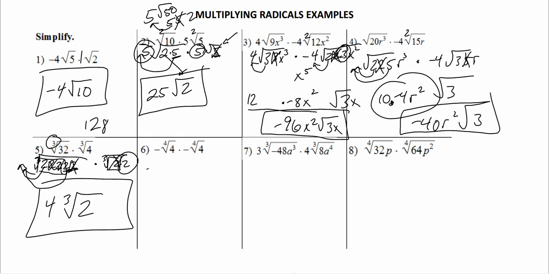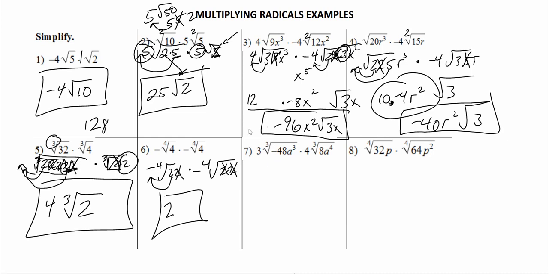Number 6, this is negative 4th root of 4, which is 2 times 2, times the negative 4th root of 4, which is 2 times 2. I have how many 2's? 2 and 2 make 4 of them, so I can pull one of them out, cross, cross, cross. So the 2 gets popped out. I have a negative times a negative. Well, that's just a positive. And then nothing left inside, so that is my answer, my lone 2. It is a lone wolf.